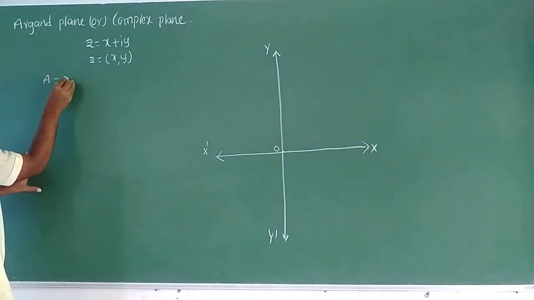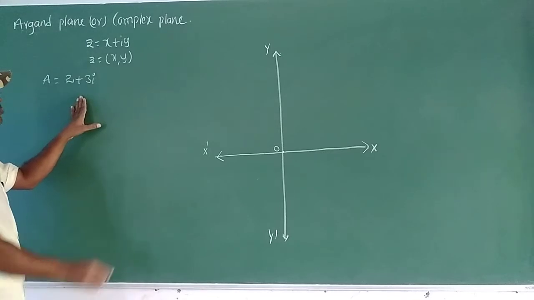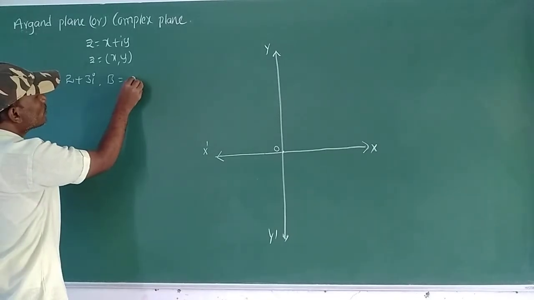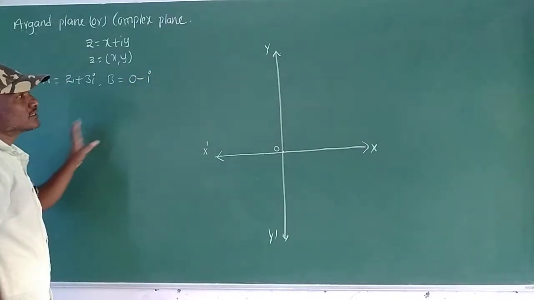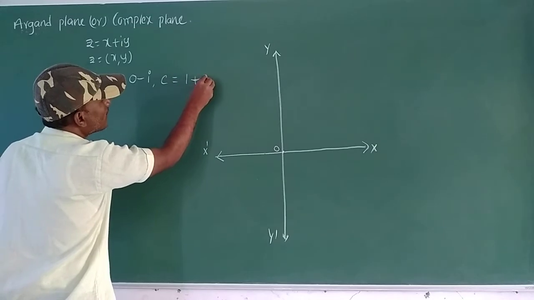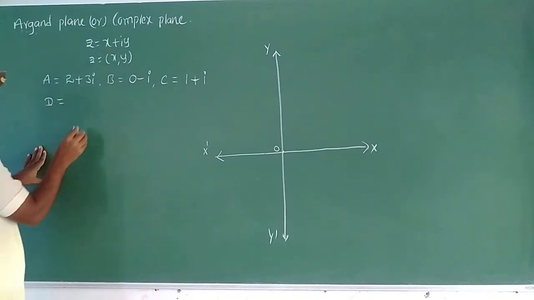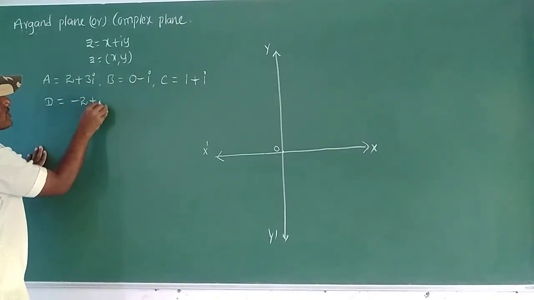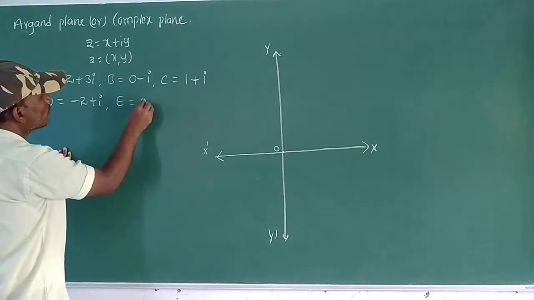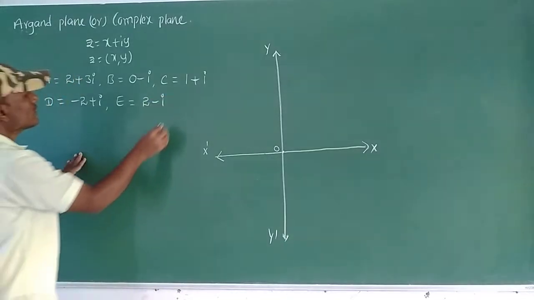a equal to 2 plus 3i. This is the first complex number. Next, b equal to 0 minus i. This is the second complex number. c equal to 1 plus i. Next, d equal to minus 2 plus i. Next, e equal to 2 minus i.